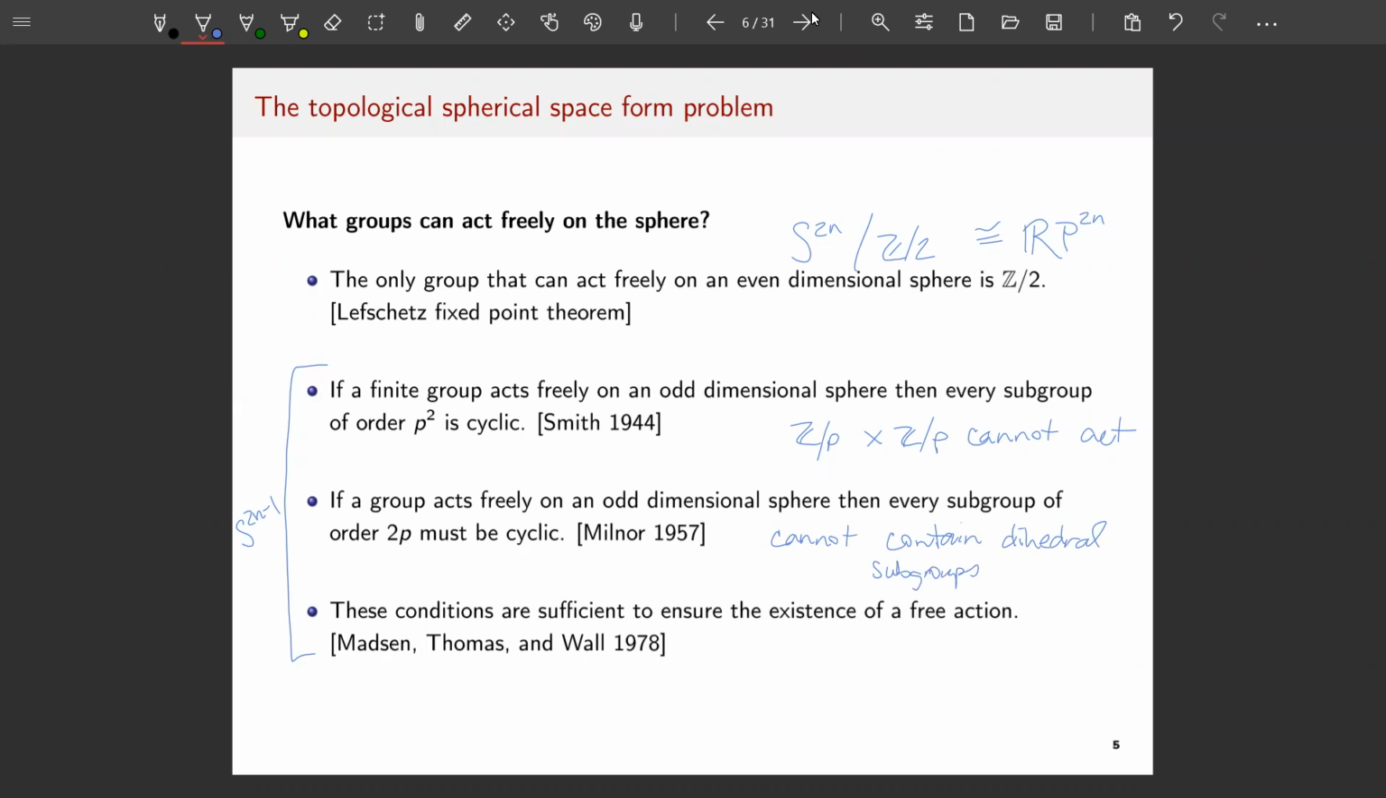Okay, I don't have a lot of pictures, so I thought I would write on my slides. So hopefully this is legible. Okay, so it turns out those are sufficient.